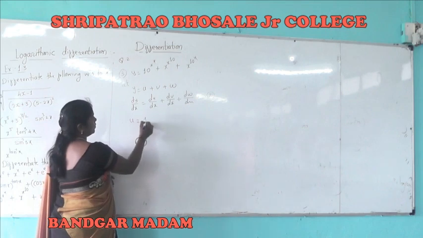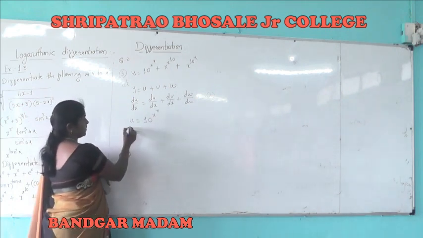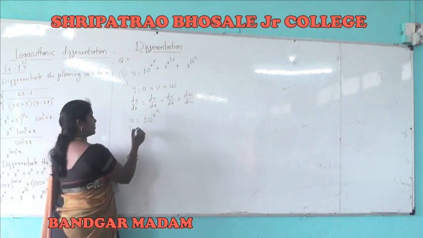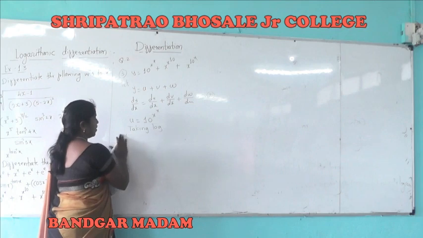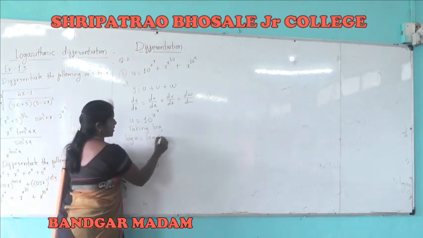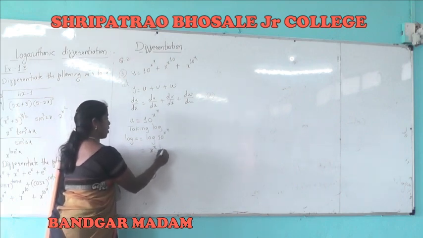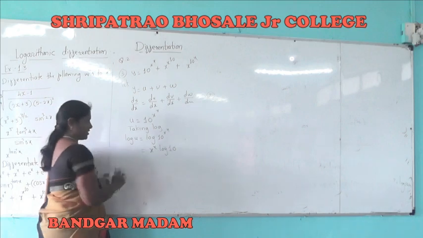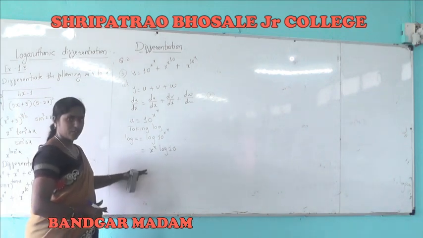u is equal to 10 raised to x raised to x. Now we'll take log on both sides. Taking log, we get log u is equal to log of 10 raised to x raised to x, which is equal to x raised to x log 10. Log 10 is a constant, it remains as it is. Now we'll differentiate with respect to x.